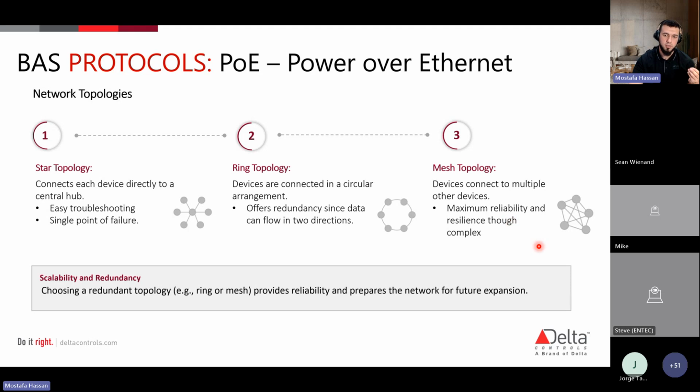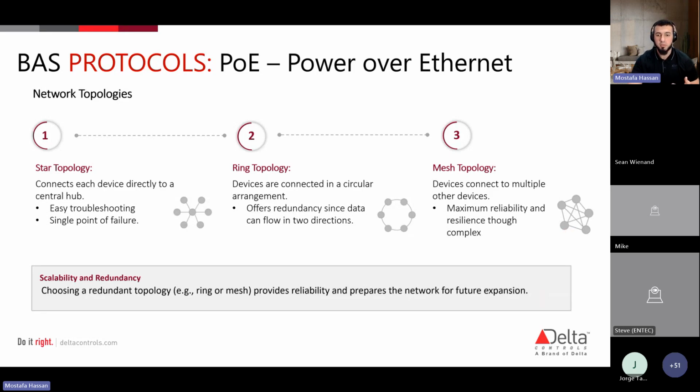Mesh topology is the most efficient way of doing it. In this setup, devices connect to multiple other devices. That's going to offer your maximum reliability and resilience, as the data has multiple paths. However, it is more complex and costly to implement. That's why I mentioned budget.